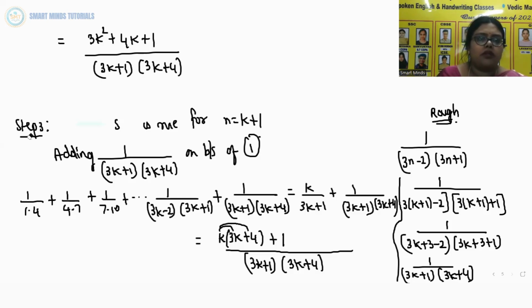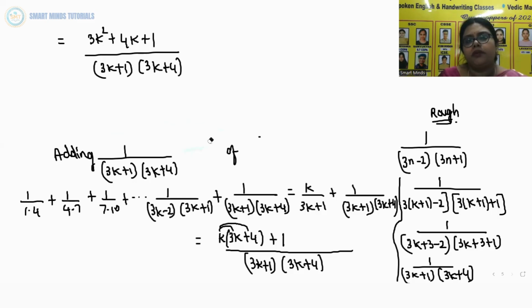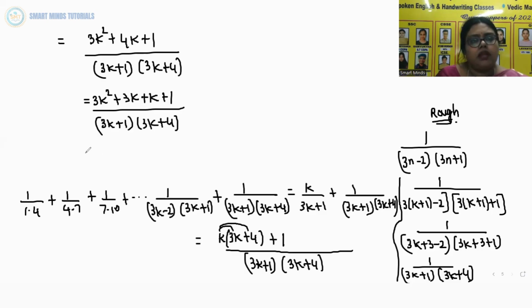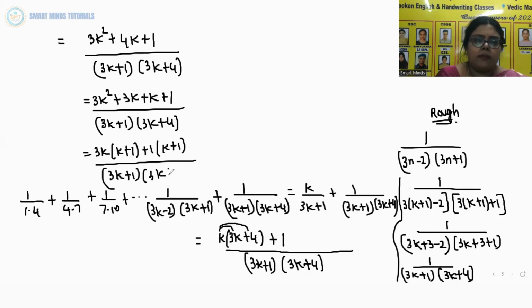So that is equal to, now we need to split the middle term. So how do we split the middle term? 4k we can write as 3k plus k, and the denominator we write as it is. Now we take 3k common, so we get k plus 1. Then 1 common, again we get k plus 1. Denominator is 3k plus 1 into 3k plus 4.